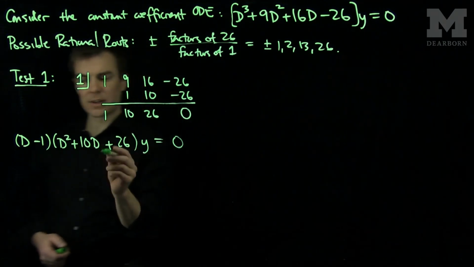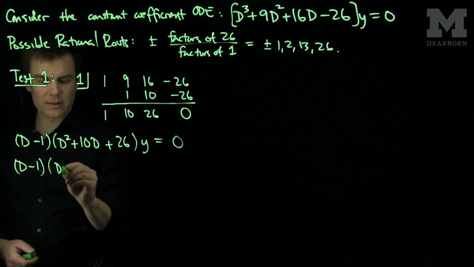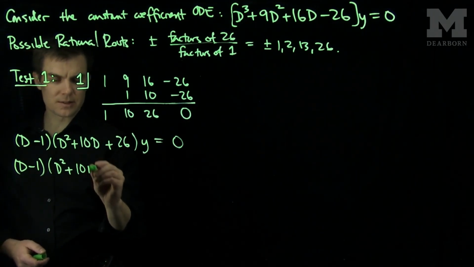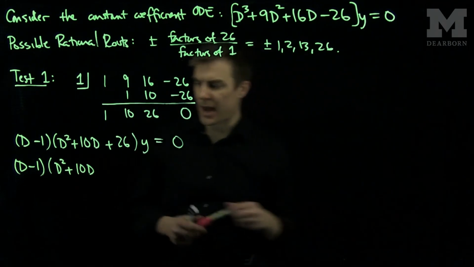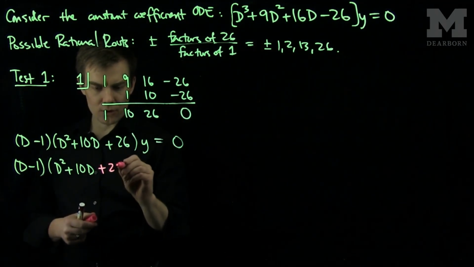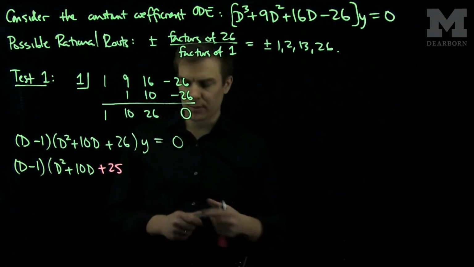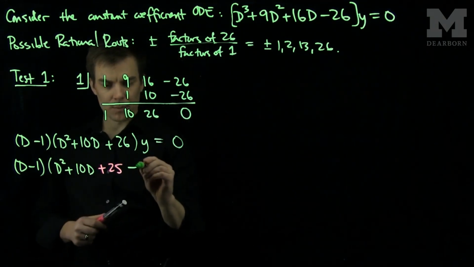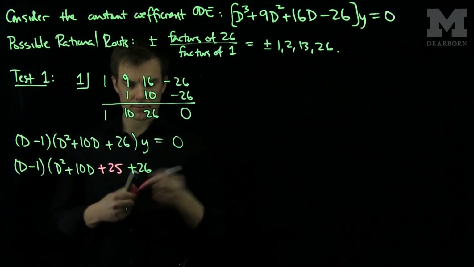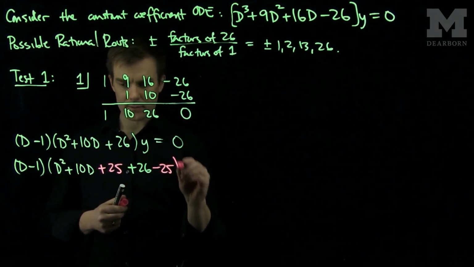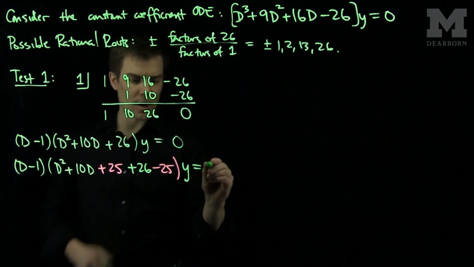Now on this term I see that it's irreducible, so I'll complete the square. It's D minus 1 and then D squared plus 10D. Then I'm going to add half of 10 squared, so I will add in 25. And then since I added in 25, I'll have to subtract off 25. So plus 26 and then minus 25, applied to y is equal to 0. So in this step I've completed the square.